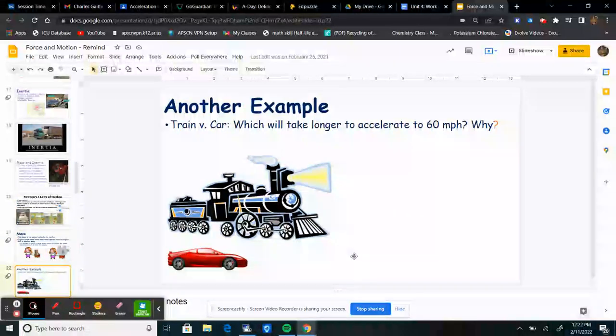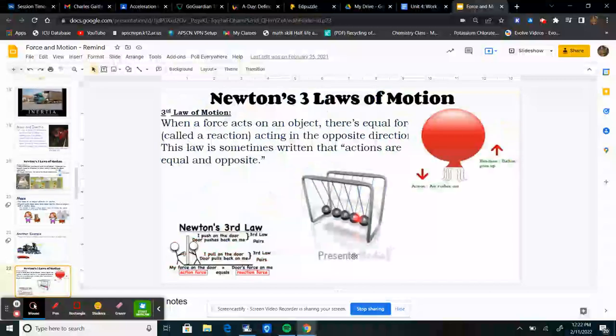Okay. So let's look at Newton's third law of motion. When a force acts on an object, there is an equal reaction that is acting in the opposite direction. This law is actually sometimes written as actions are equal and opposite. So there is always going to be an equal reaction for whatever force is being pushed forward.